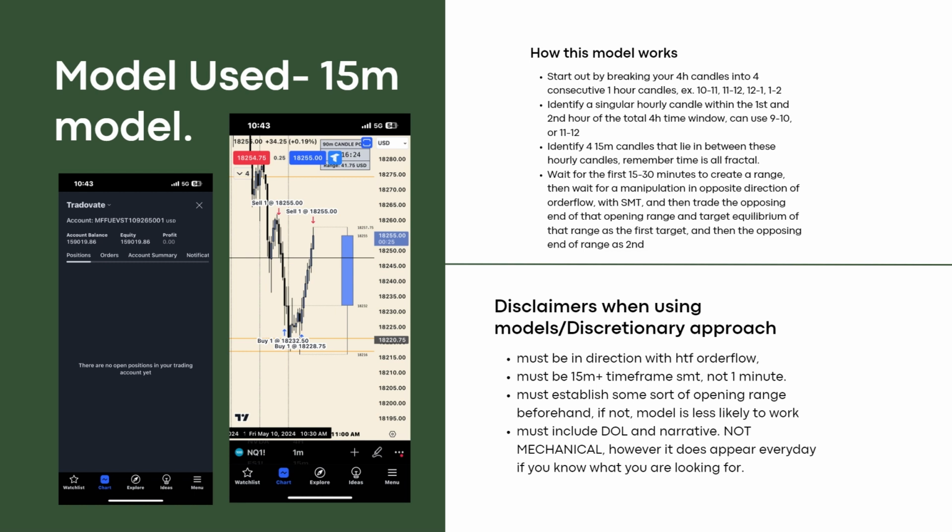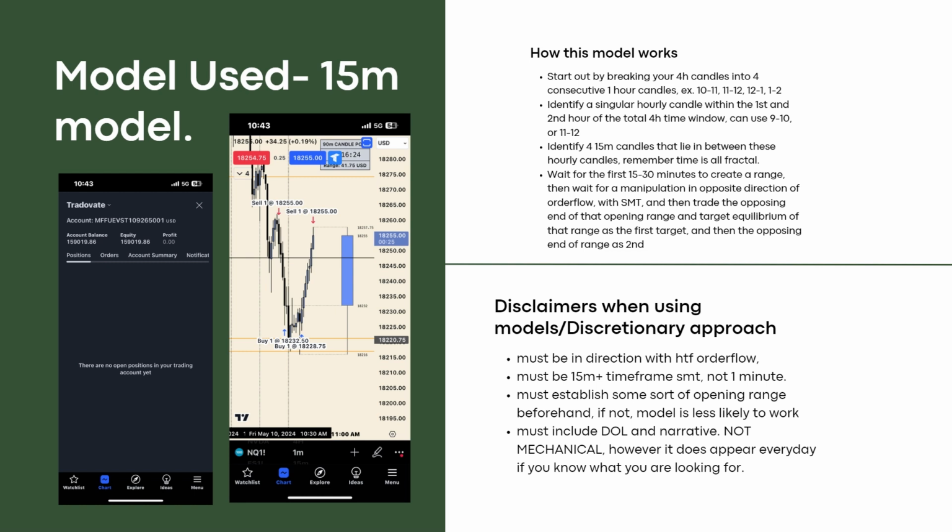You're going to wait for the first 15 to 30 minutes to create a range, then wait for manipulation in the opposing direction of the range with order flow. So if we're bullish and then we see price dip below an old low, then that's how we know that's a shift in the opposite direction to induce traders into selling there, and so we can continue higher, right? The reason why you want to wait for the first 15 to 30 minutes is because you want to think of the hourly PO3. So if we have an opening time, then we can expect that the first 15 to 30 minutes is going to create some sort of range.